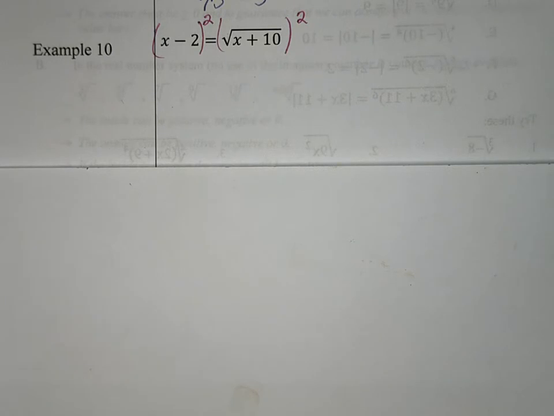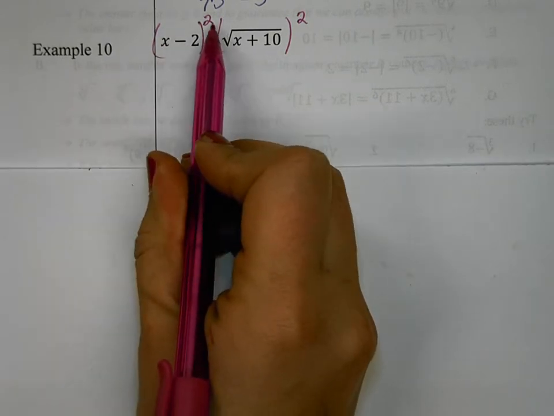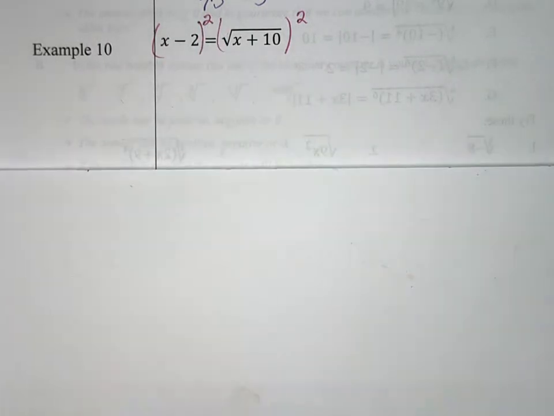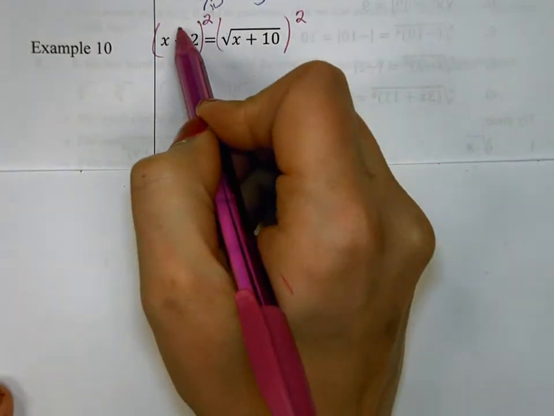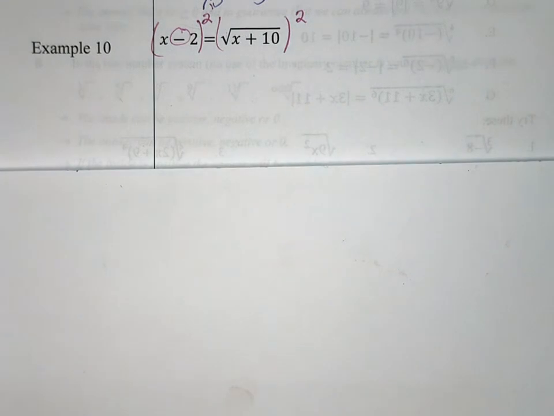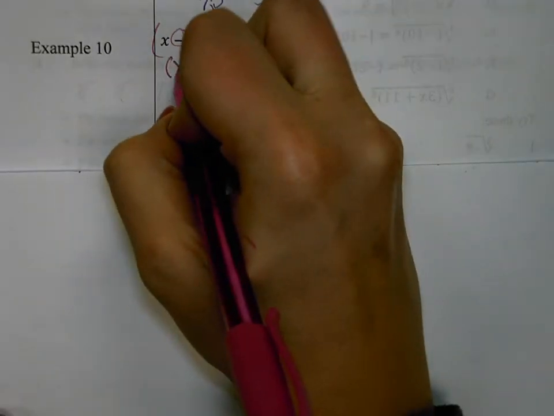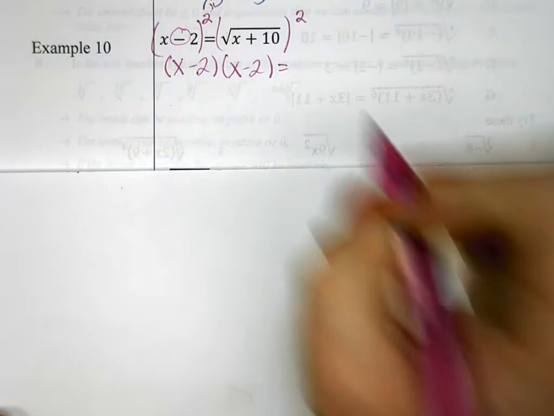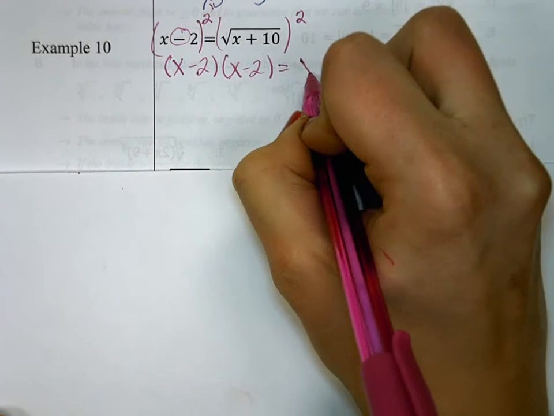So this is actually x minus 2 squared, which is not x squared minus 4. Remember, we can't just distribute this because of the subtraction between. So we need to expand it. X minus 2 times x minus 2 equals, those square roots canceled, so that is x plus 10.